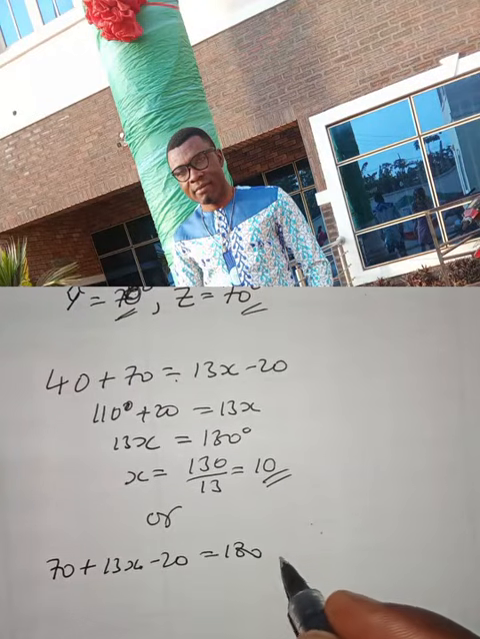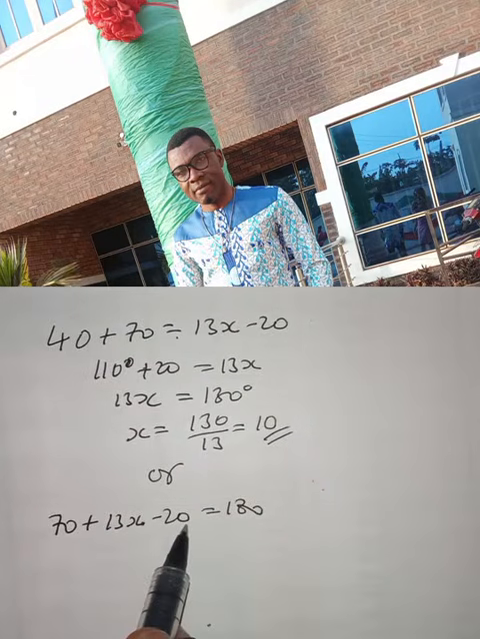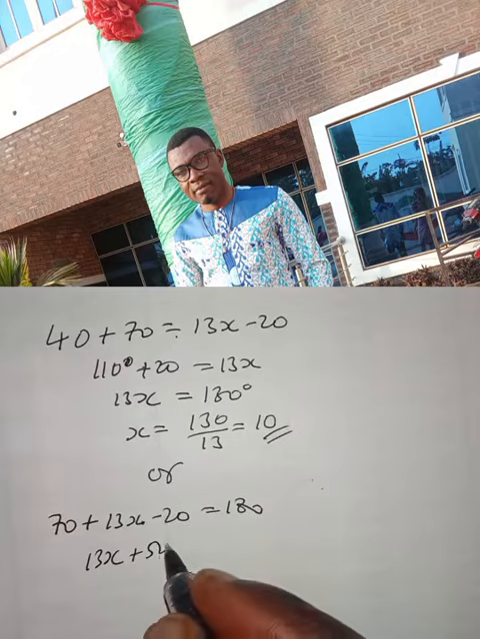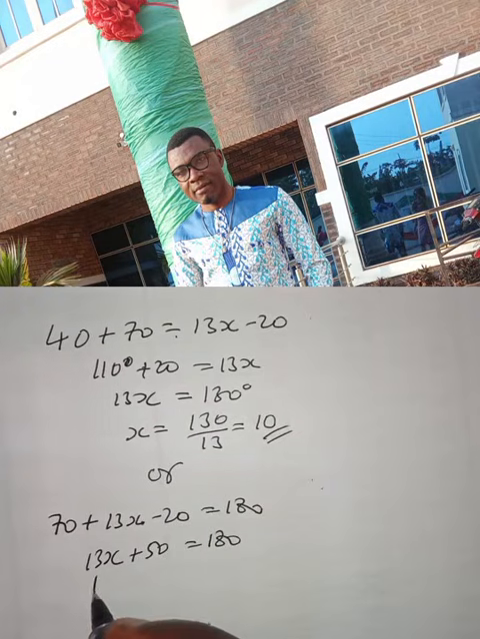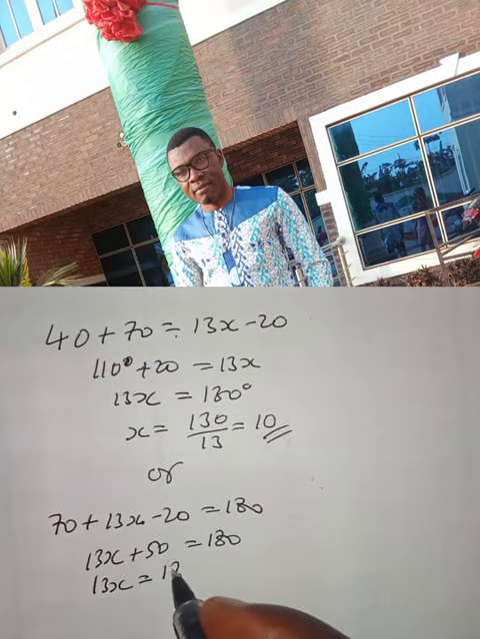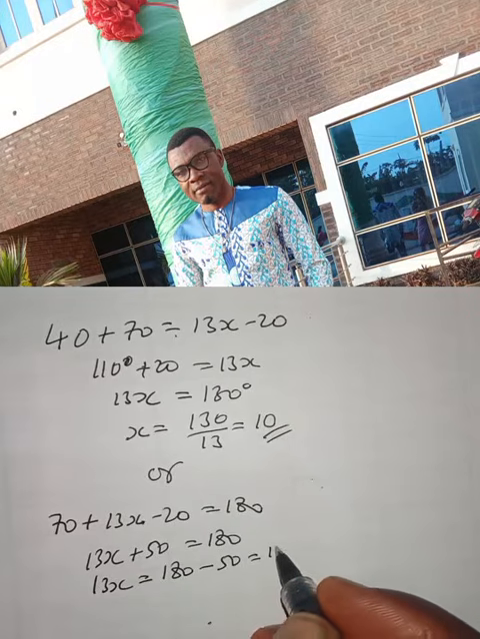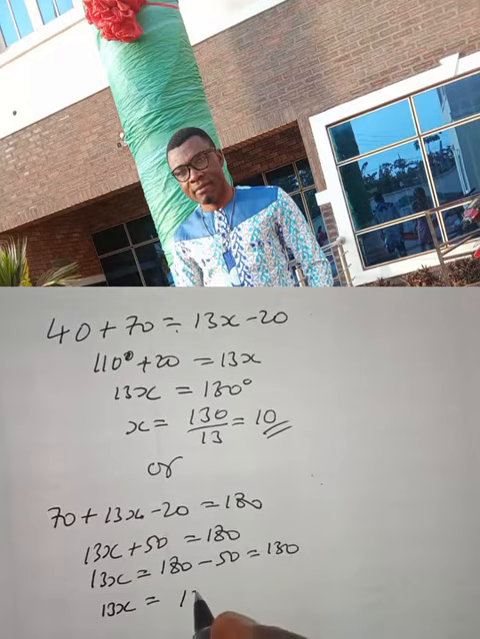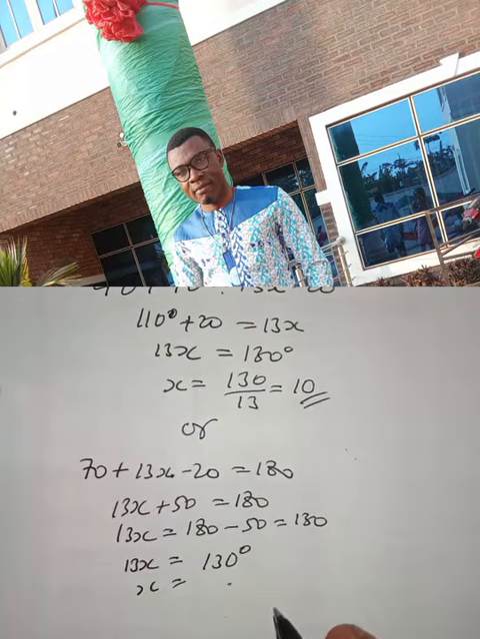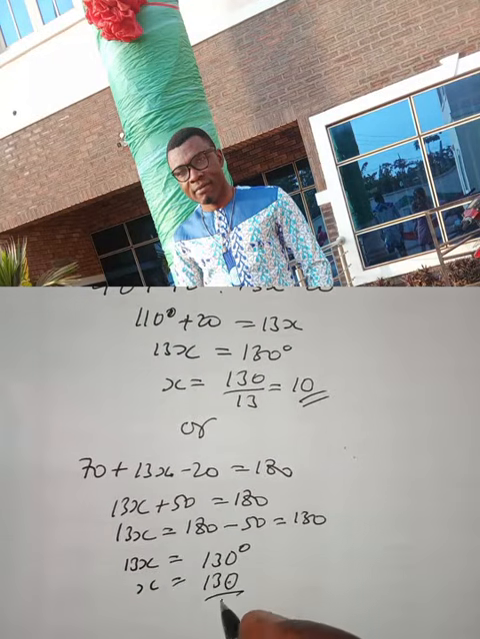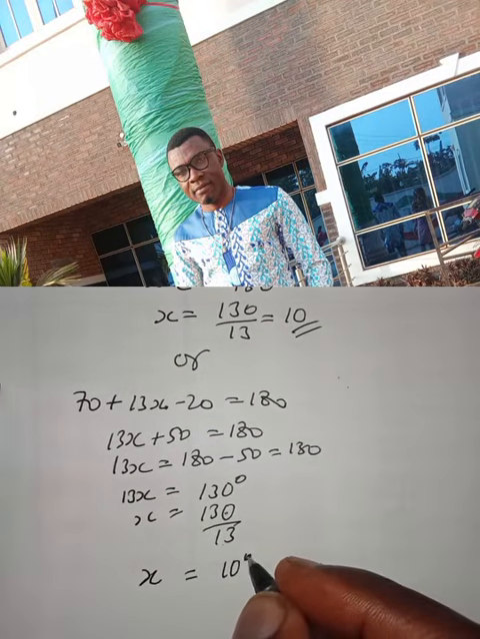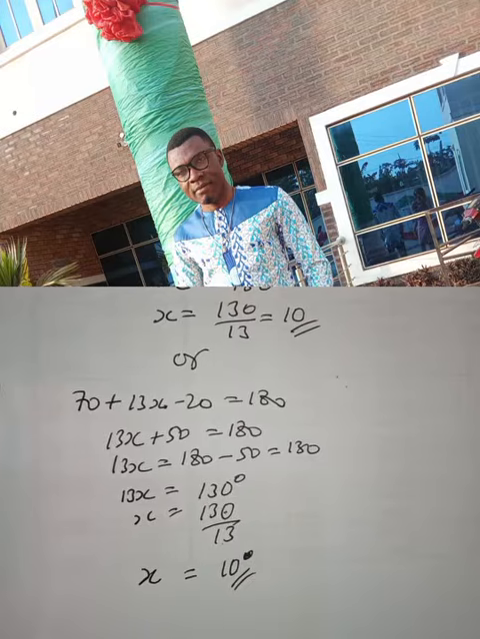Or better still, if you decide to say that 70 plus 13x minus 20 is equal to 180, that is angles on a straight line. So when you have that, 70 minus 20 will give us 50, plus 13x equals 180. And 13x will be equal to 180 minus 50. That will still give us 130. And that will make it that 13x is 130 degrees. And x will be equal to 130 over 13. X therefore is equal to 10 degrees.